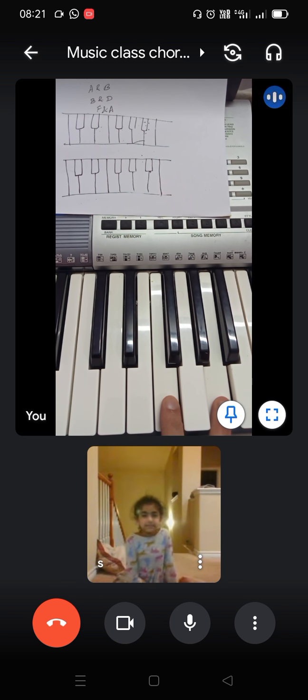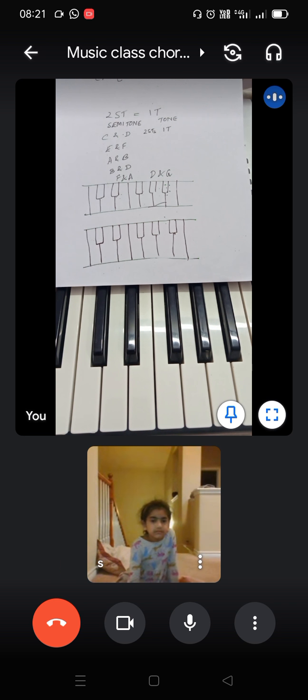Okay. I'll give you one more example. This you have to tell me. We will calculate the distance between D and G. Can you tell me the distance between D and G? So where is D? You have to find out the D note and the G note. You can look at your keyboard and calculate as well. Both ways are fine. Okay.